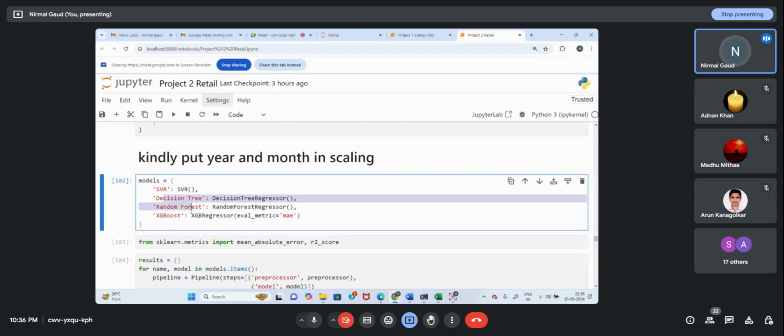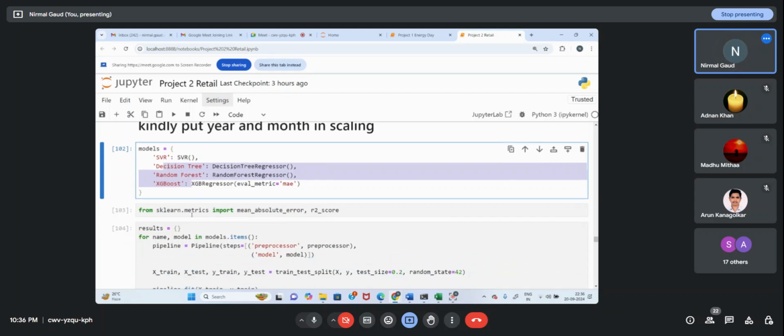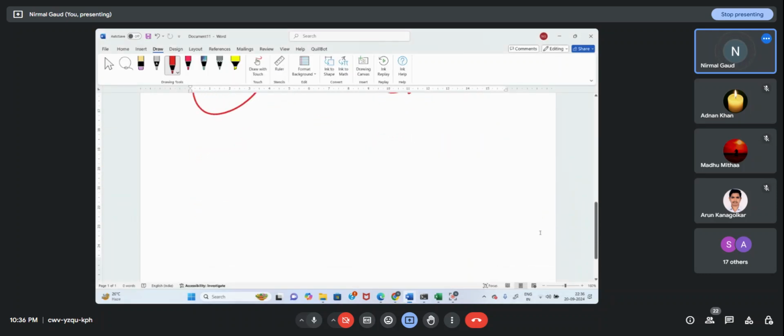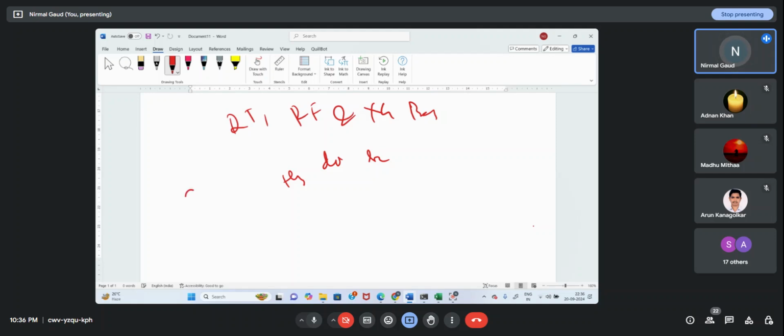Decision tree, random forest and boosting don't expect scaled data. One more thing I want to clear: they don't require it. Let me put a comment here: decision tree, random forest and XGBoost, their assumptions don't mention that they require scaled data. No.